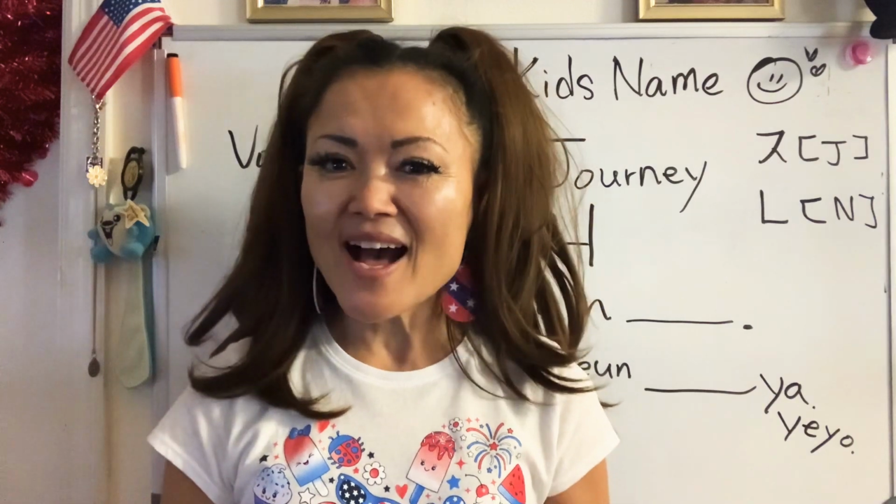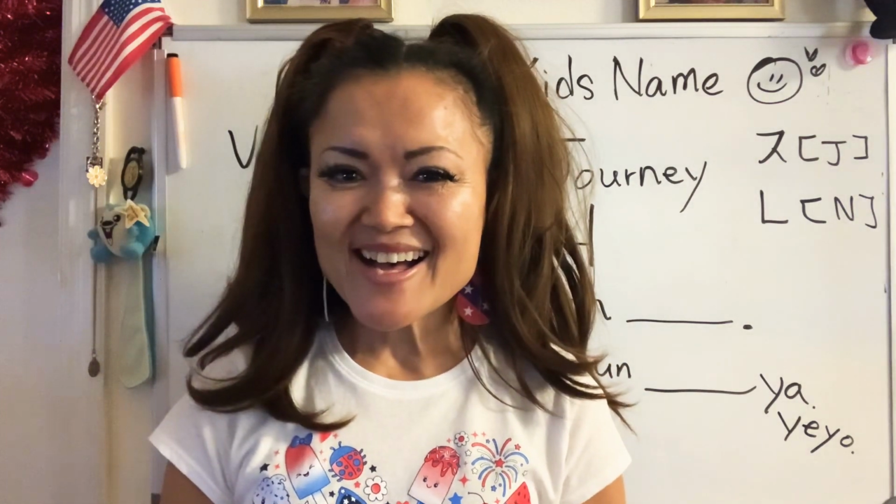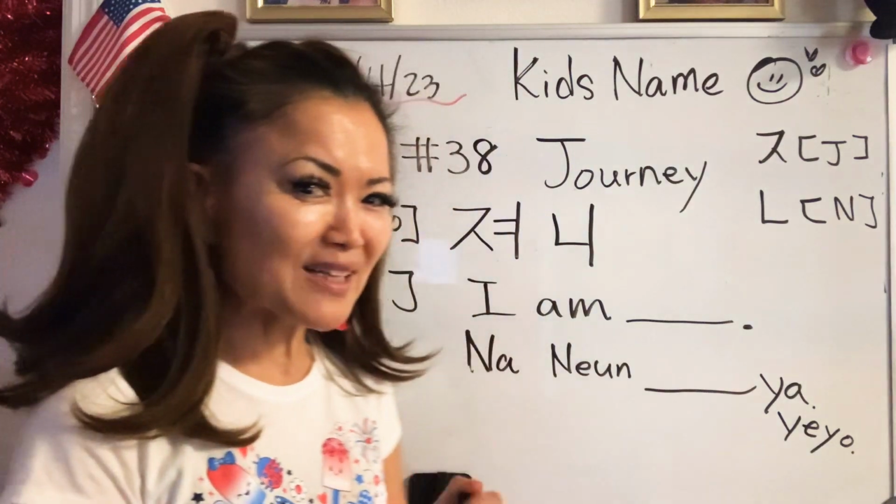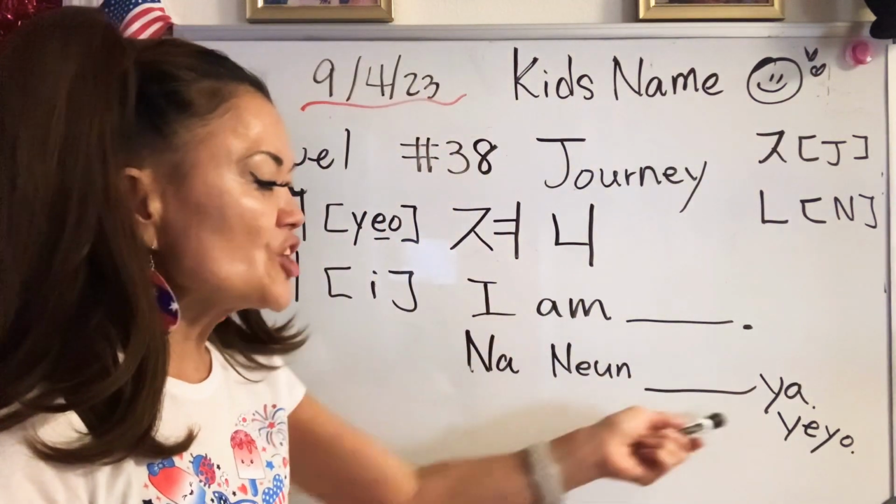나는 소니야. Jordan say 나는 조던이야. Luke say 나는 룩이야. And last one, Levi say 나는 리바이야. All right, everybody practice, okay? 나는 조던이야.